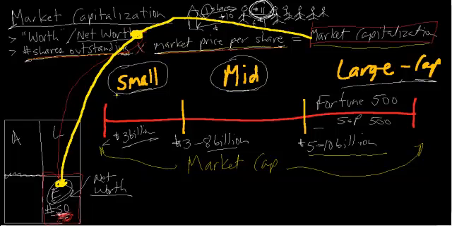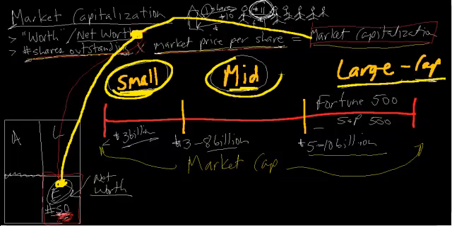And then when you hear the term small cap, mid cap, and large cap, here's what we're talking about. We're talking about corporations that are under $3 billion are in the small cap category. Corporations that are between 3 and 8 billion are in the mid cap category. And those that are between 5 and 10 billion are in the large cap category.